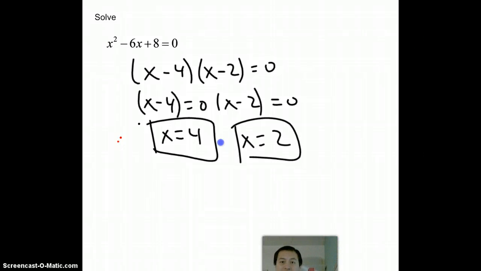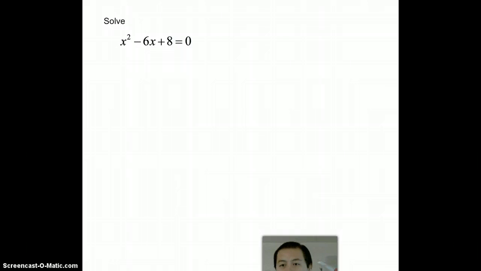Hopefully that looks really familiar to you and you feel comfortable doing that. Take a look, same problem, but now I want to complete the square. The idea of completing the square is we're choosing another number to help us factor, a better number to make a complete square. So take a look: x squared minus 6x.